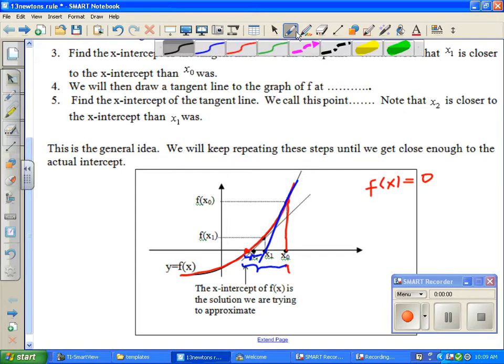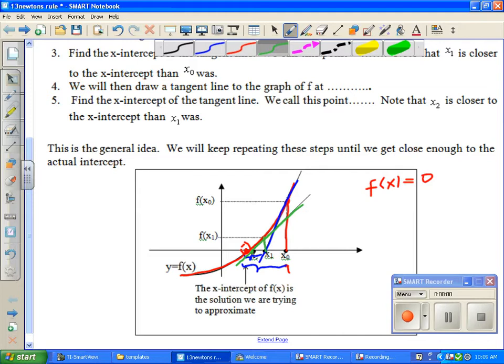Let me use another color for that one, say green. Okay, so we're going to go back into the function, draw a tangent line right there. And where it hits the x-axis, do you see now that point is a lot closer to the point we're trying to find? What point are we trying to find once again? The 0, the big red dot right there. So every time you draw a tangent line and look at the x-intercept, basically it's getting closer and closer to the original number we're trying to find.